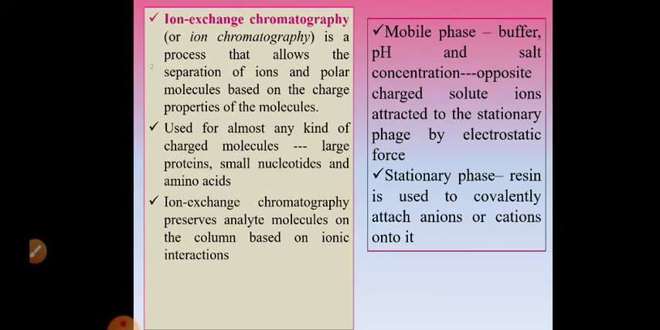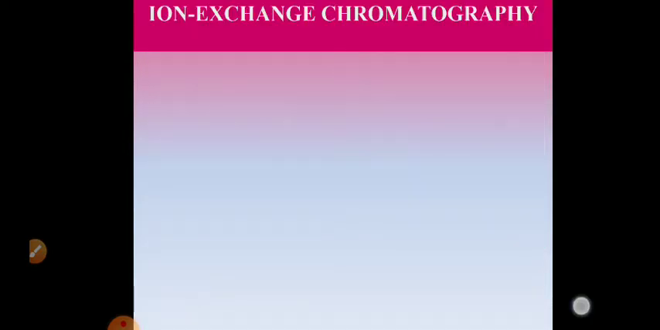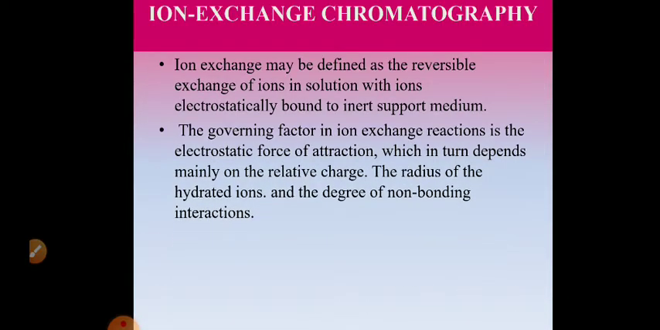Ion exchange chromatography is a process that allows separation of ions based upon their charge. Usually any molecule, large or small, like a protein, a nucleic acid or an amino acid, can be separated by ion exchange chromatography. The mobile phase used generally is a buffer whose pH is important as far as separation of charged molecules is concerned, and the stationary phase is generally a resin.